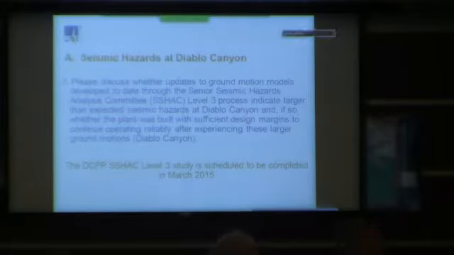So question number 2 says, at this point in time, have we found any information to indicate larger than expected hazards at Diablo Canyon, and whether or not the plant was built with sufficient margin to continue operating reliably and safely? At this point, we have not found any evidence to suggest that we have a problem with the plant, but I caution you that the SSHAC Level 3 report, which will address all this in great detail, is scheduled to be completed in March of 2015. But right now, there's nothing on the horizon.